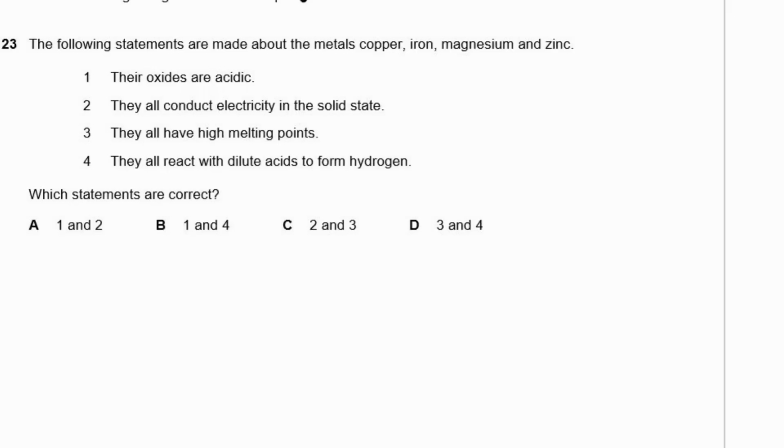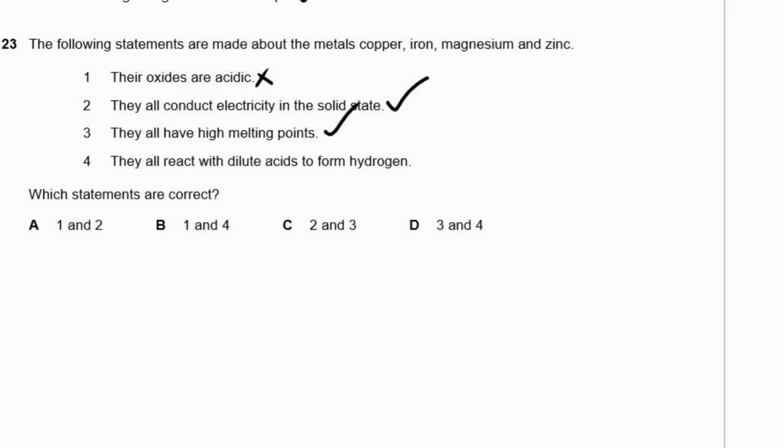Question 23. The following statements are made about the metals copper, iron, magnesium, and zinc. Their oxides are acidic. Well, no. Most of their oxides are actually basic. Magnesium oxide, zinc oxide. So it's definitely not that their oxides are acidic. They all conduct electricity in the solid state. Well, yes, they're metals, and that's one of the characteristics of metals. When they're solid, they conduct electricity because they have their sea of electrons. They all have high melting points. Yes, they do. Mercury doesn't really, but most of the other metals do.